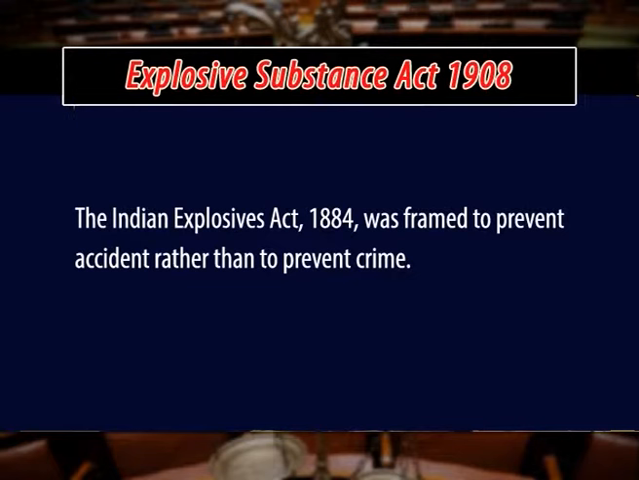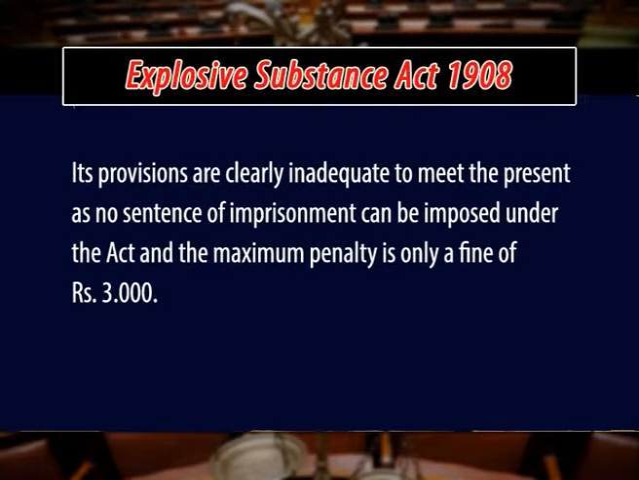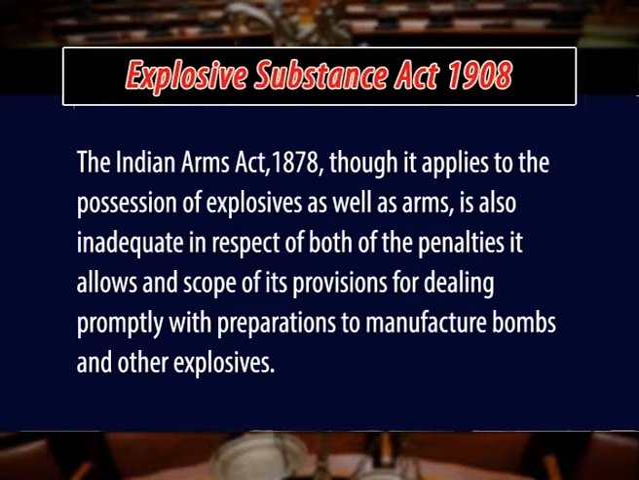Now, we will discuss the background leading to the enactment of the Act. The Indian Explosives Act 1884 was framed to prevent accidents rather than to prevent crime. Its provisions are clearly inadequate to meet the present need, as no sentence of imprisonment can be imposed under the Act, and the maximum penalty is only a fine of 3000 rupees. The Indian Arms Act 1878, though it applies to the possession of explosives as well as arms, is also inadequate in respect of both penalties. It allows no scope in its provisions for dealing promptly with the manufacture of bombs and other explosives.